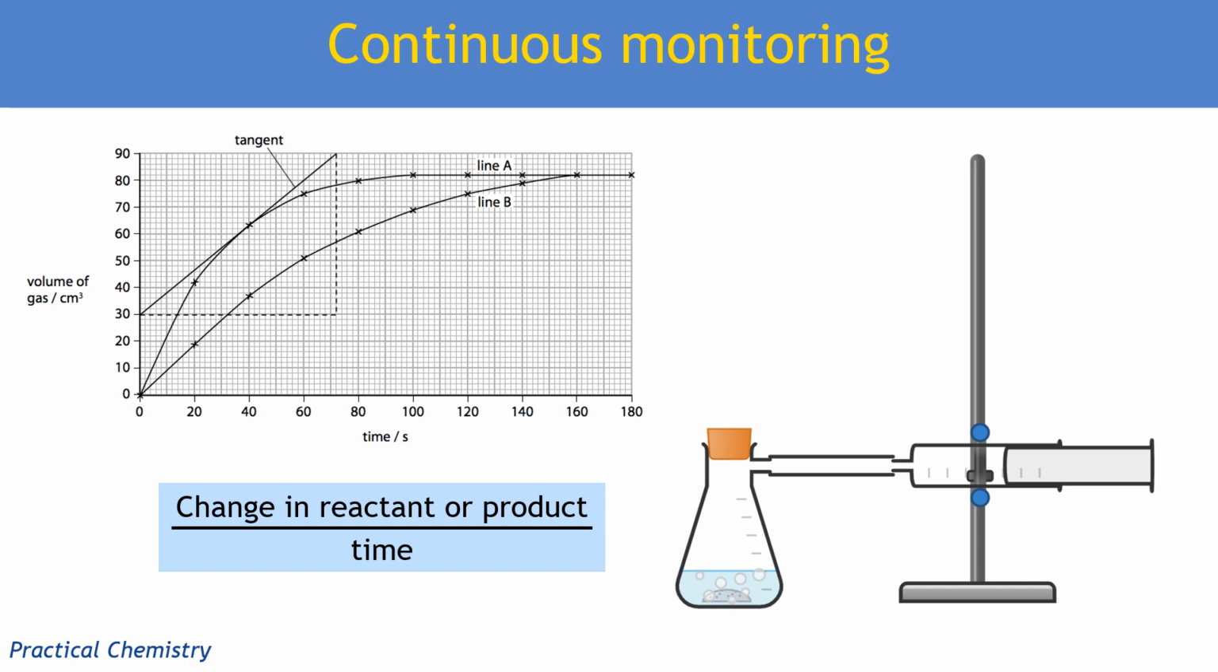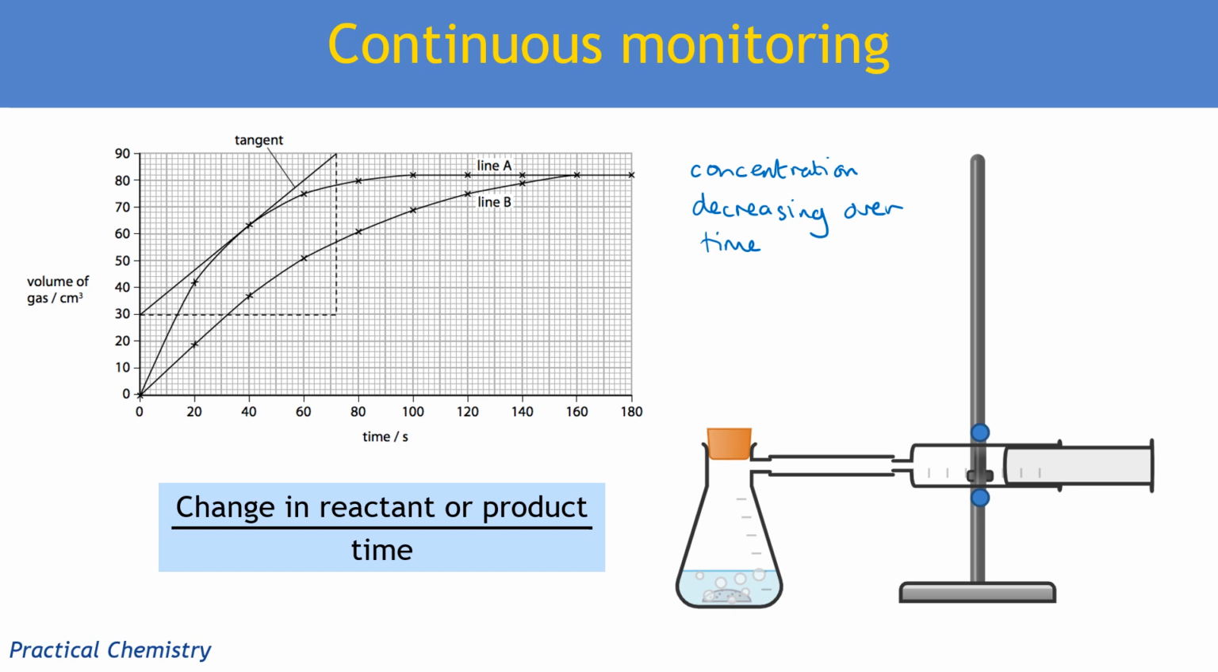We can also see though that both of these are curves, and the reason that these graphs are giving us a curve is because we're following the reaction all the way to the end, which means that the concentration of whatever it is, in this case acid, is decreasing over time, and therefore the rate is slowing down, and then eventually we're using up all the acid and the reaction comes to a stop.